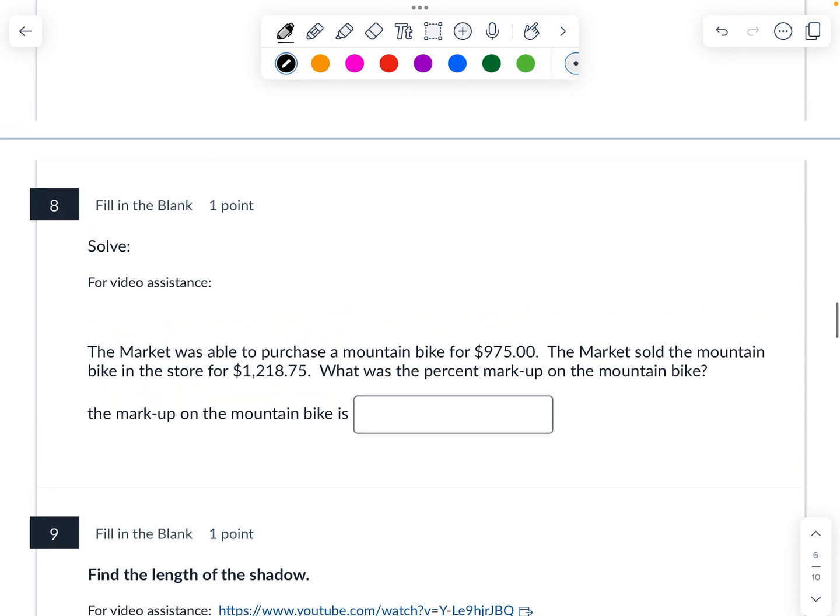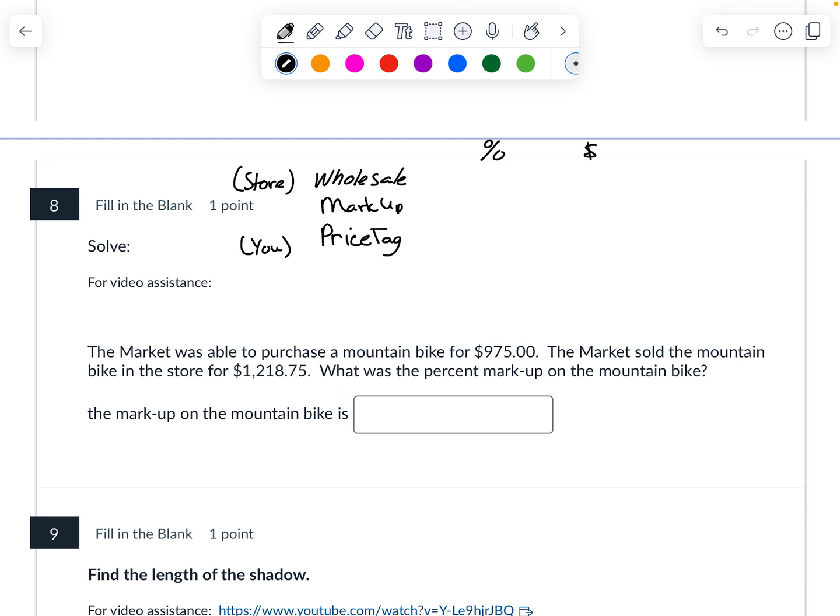We're going to find a little different, but same idea. So we have the wholesale price, or that's the store. That's what the store paid. That's what the store paid the manufacturer. We have the markup. That's going to be their profit. And then we have the price tag. That's going to be what you, the consumer, pays. Okay? We have a percentage, and we have money.